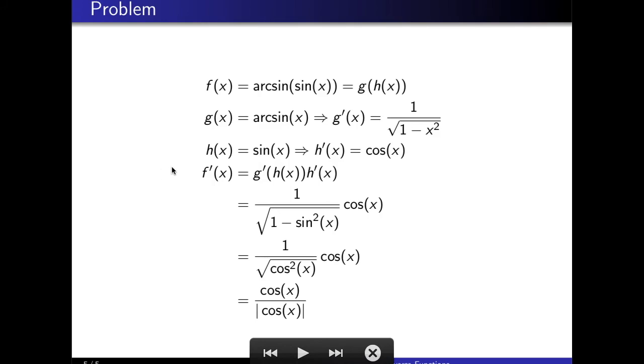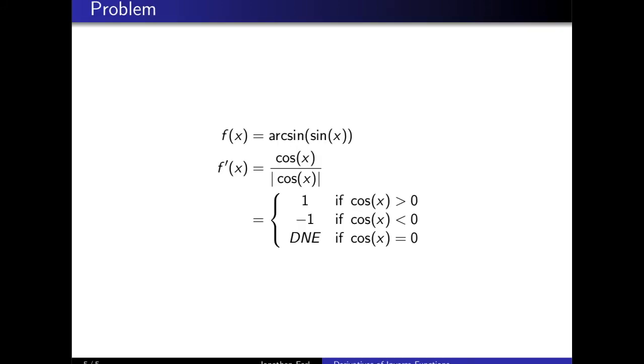Okay, so we've said that our derivative for f is cosine divided by absolute value of cosine. Well, what does that mean? It means that if cosine is positive, the absolute value of cosine is just cosine, so you get cosine divided by cosine, which is 1. In the event that cosine is negative, the absolute value of cosine is minus cosine, so you have cosine divided by minus cosine, which is going to be minus 1.